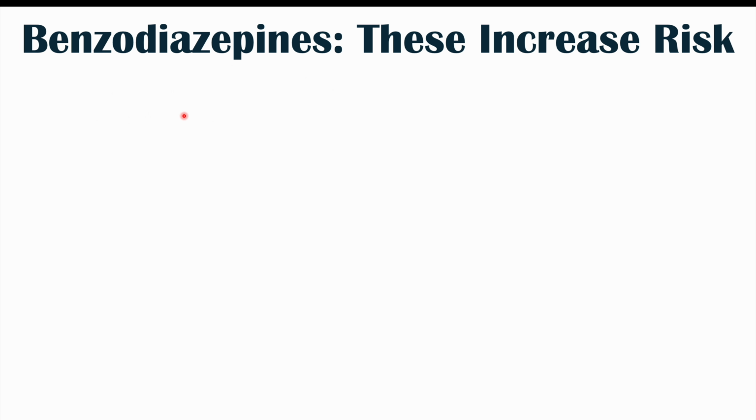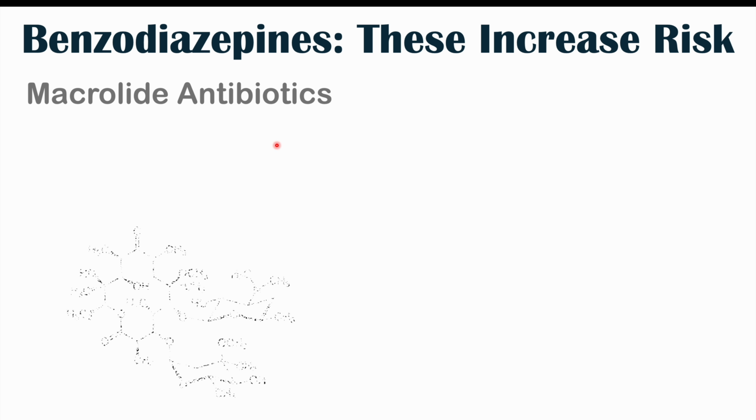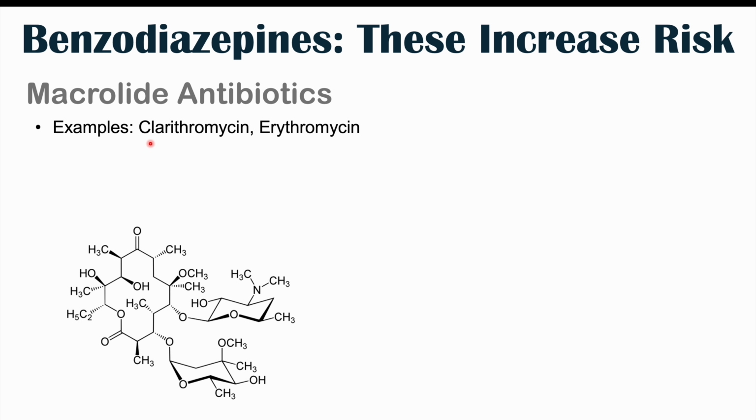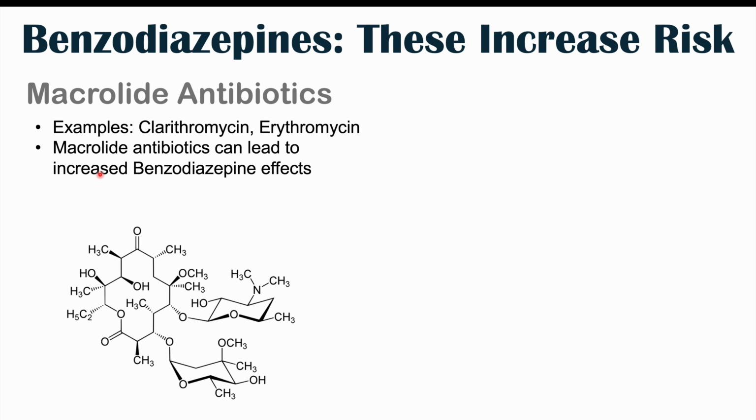Now, there are other prescription medications that can cause some issues with benzodiazepine function. These include macrolide antibiotics. Macrolide antibiotics include clarithromycin and erythromycin, and they often lead to increased benzodiazepine effects because they inhibit CYP3A4 enzymatic activity. So again, they're inhibiting that enzyme. It's going to lead to higher levels of benzodiazepine and ultimately stronger effects of the benzodiazepine medication.